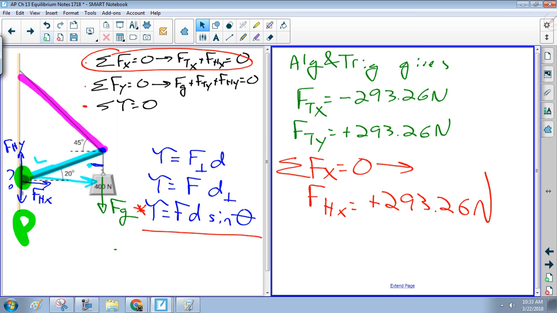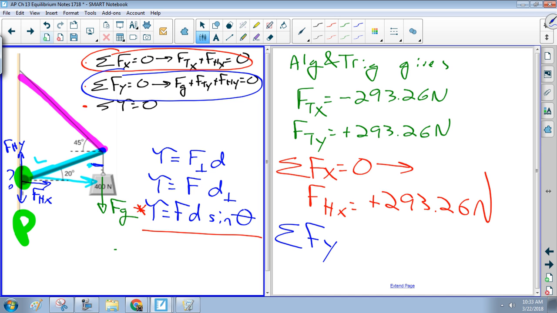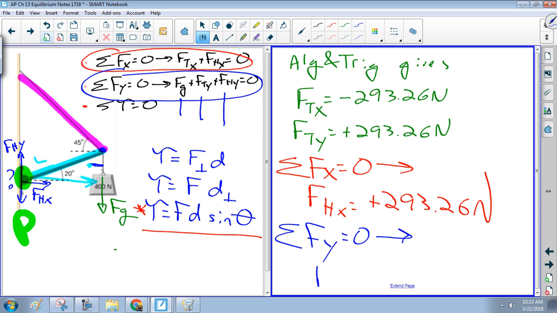All right, and then similarly, this equation, now we know our FG, we know our force of tension in the y direction, so we can find our force of hinge in the y direction. And so it turns out that the force of the hinge in the y direction is 106.7 newtons. Cool?